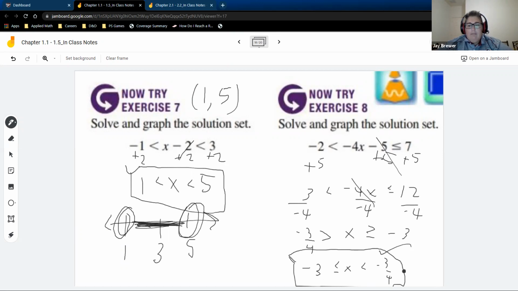Negative 3 will be on the left. Negative 3/4 will be closer to 0. I'll just do it in a different color so you can kind of know that it goes with this one. So negative 3 is going to be a closed circle. And then negative 3/4 will be an open circle, and it's going to be everything in between them.